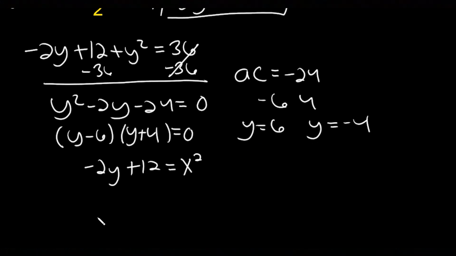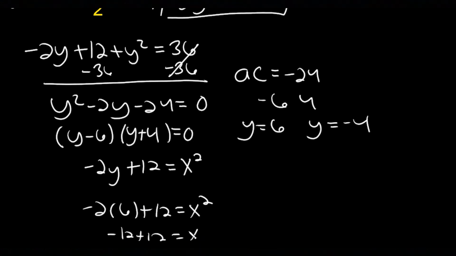So plugging in a 6, we get negative 2 times 6 plus 12 equal to x squared. Okay, this will give me negative 12 plus 12 equal to x squared, or in other words, 0 is equal to x squared, which we know is going to be 0 is equal to x, right? Taking the square root on both sides. So that's a point. I plugged in a positive 6 into y, and I returned a 0 on the x.